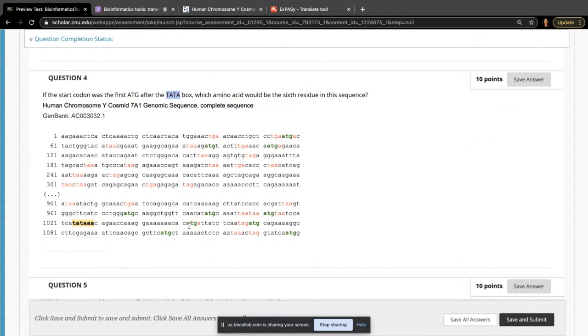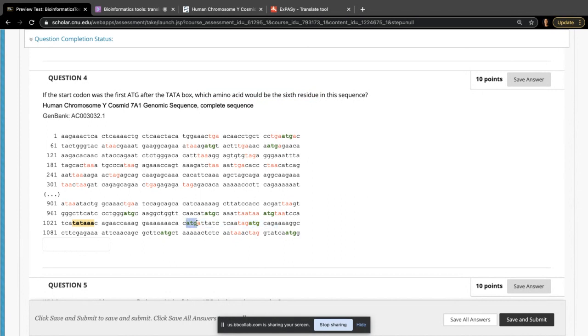So I'm saying, let's assume that this ATG is the start codon for that gene. And so I'm asking you, which amino acid will be the 6th residue? To answer this, I want you to know that residue is another word for amino acid when that amino acid is in a protein sequence or in a peptide sequence. So which one is the 6th? All I wanted is for you to figure out how to look at this sequence, and I wanted you to know that residue is a word for amino acid.